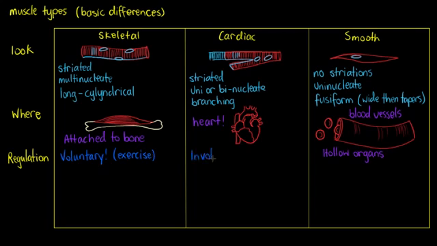Cardiac muscle, on the other hand, is not voluntary. So it's an involuntary muscle. We don't tell our heart how fast to beat. It decides how fast it's going to beat based on how much stress you're going to put on it, and that will be achieved by your pacemaker cells that are within your heart.